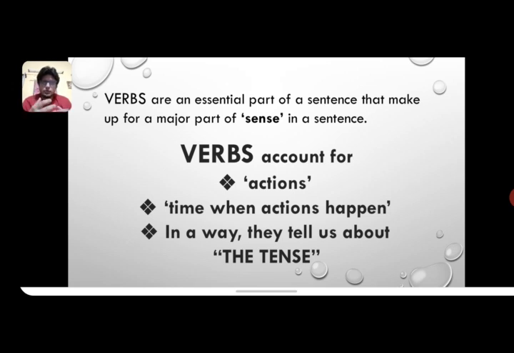So what do verbs account for? Verbs are words that account for, first of all, actions: if something is happening, if something has happened, if something is going to happen. These are tenses that I'm referring to with the help of verbs. So verbs account for actions. Second, the time when actions happen. When we consider the second parameter, the time when actions happen, it means the verbs want to point out the tense of the sentence.